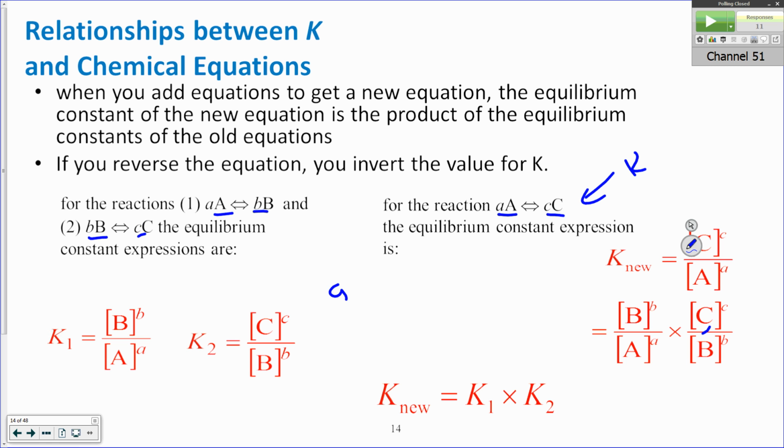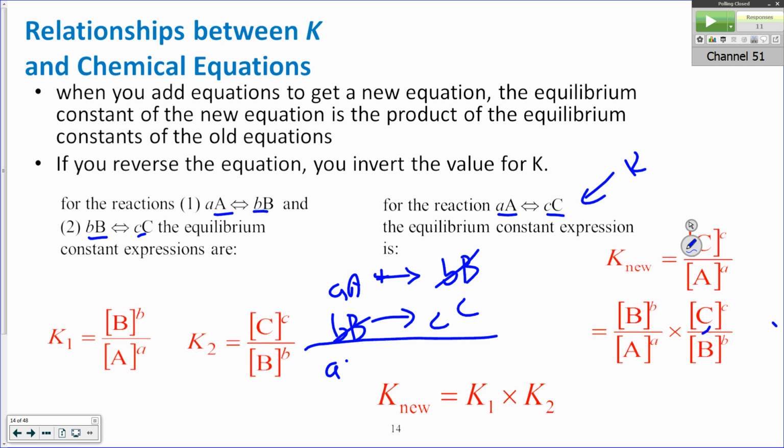So if I took A yields B, and then B yields C. So now when I add the two things together, the B's cancel out. My overall expression is A yields C, but whatever the values for these K's are, so if this is K1, this is K2, the K new is the product of K1, K2.